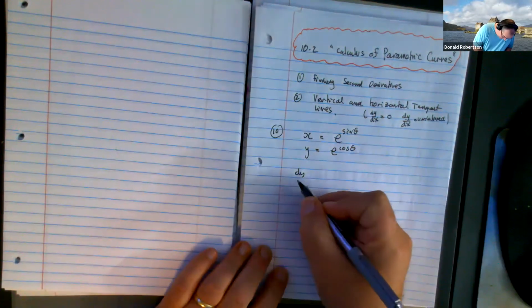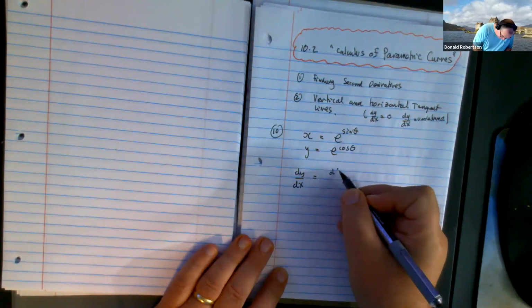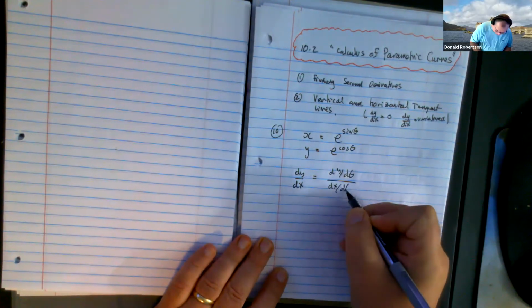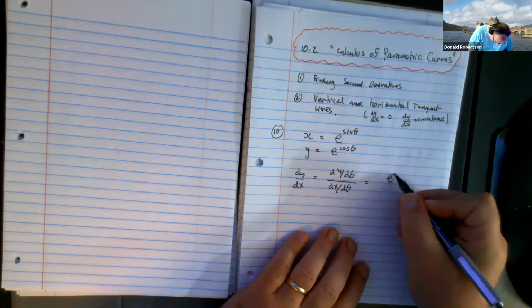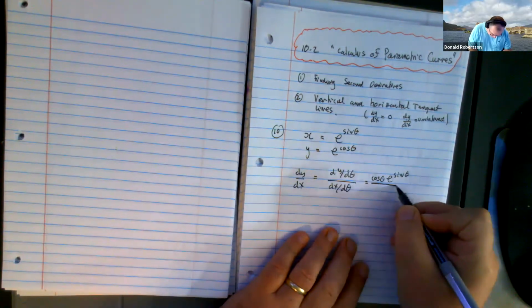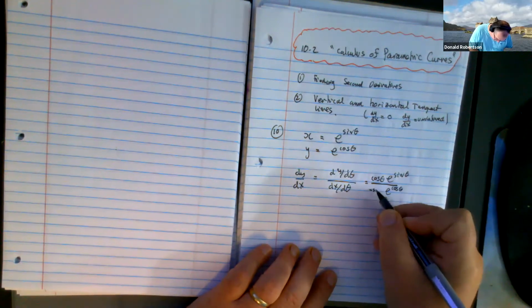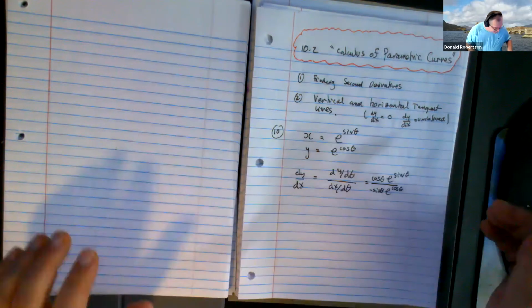Well, to find dy by dx using theta as the time variable, it's dy by d theta on the top and dx by d theta on the bottom. Hopefully you recognize these as chain rules, right? So what you're going to get is e to the sine theta times the derivative of sine theta, which I'm going to stick at the front, as cosine. And this is going to be e to the cosine theta, and the derivative of that is negative sine theta. And of course, theta goes on forever, right?